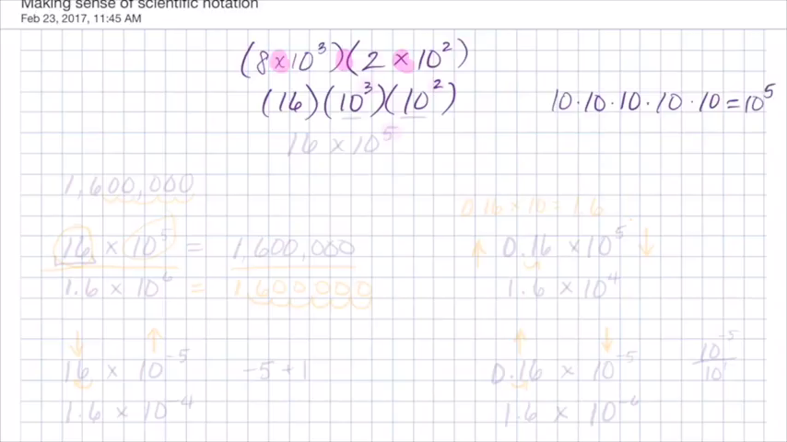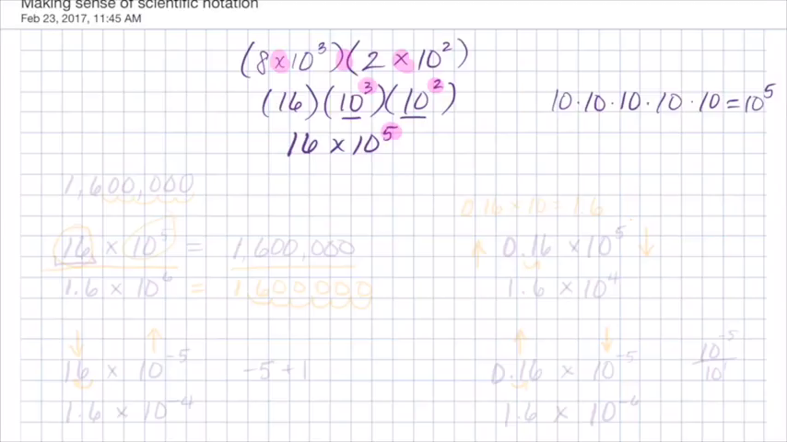Well, in algebra, we've learned an even niftier shortcut. When you have the same base and you're multiplying, all you have to do is add the exponents. We get that 5 by saying 3 plus 2 is 5. We're not done because your answer has to be in scientific notation. Your number has to be between 1 and 10. So this number 16 has to become 1.6.